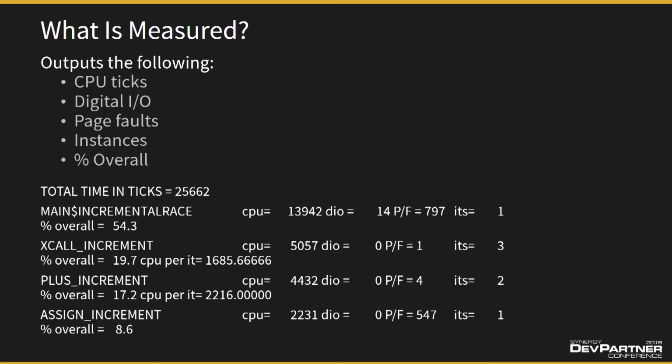To give an example, this is a test I ran. This is from the log file, and I'll explain what this is in the next slide. You've got your ITS, which is your instances, and I've called this subroutine 3 times, and it's giving me my individual ticks per instance. This way I can compare individual subroutines and see which one's faster, even if they were called multiple times. And so what am I actually measuring here?